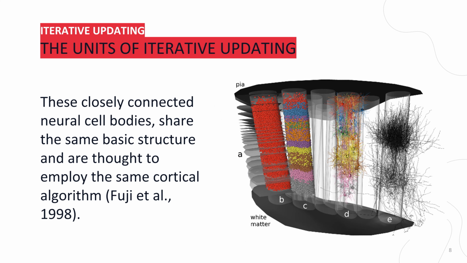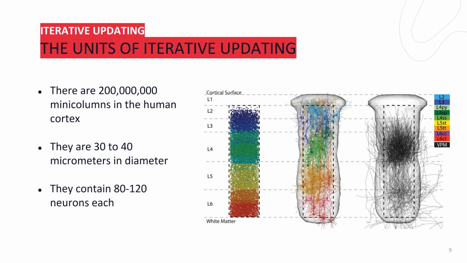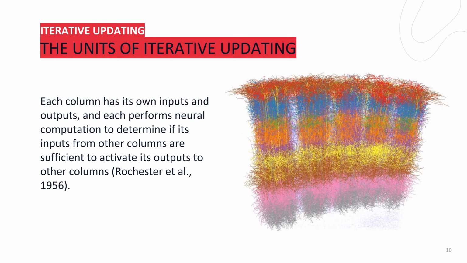These closely connected neural cell bodies in columns share the same basic structure and are thought to employ the same cortical algorithm. There are 200 million mini-columns in the human cortex. They are 30 to 40 micrometers in diameter, and they contain 80 to 120 neurons each. Each column has its own inputs and outputs, and each performs neural computation to determine if its inputs from other columns are sufficient to activate its outputs to the columns it connects to.